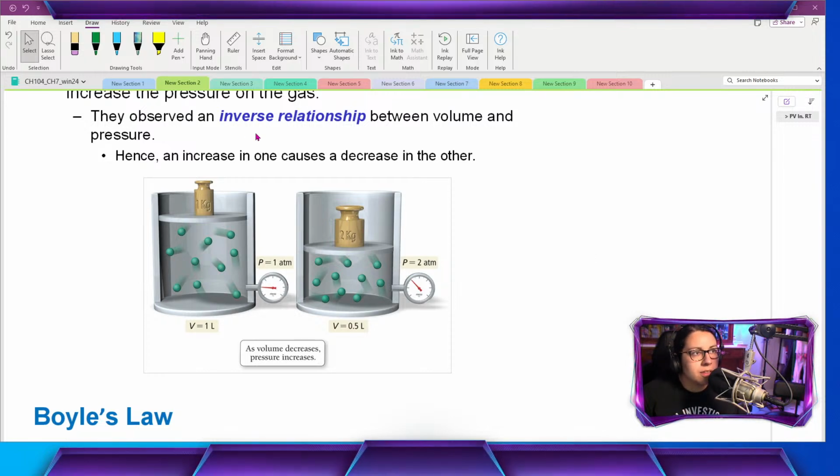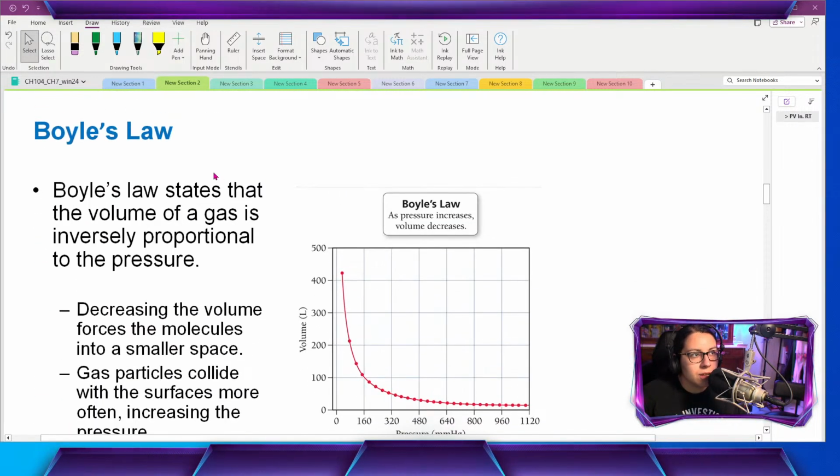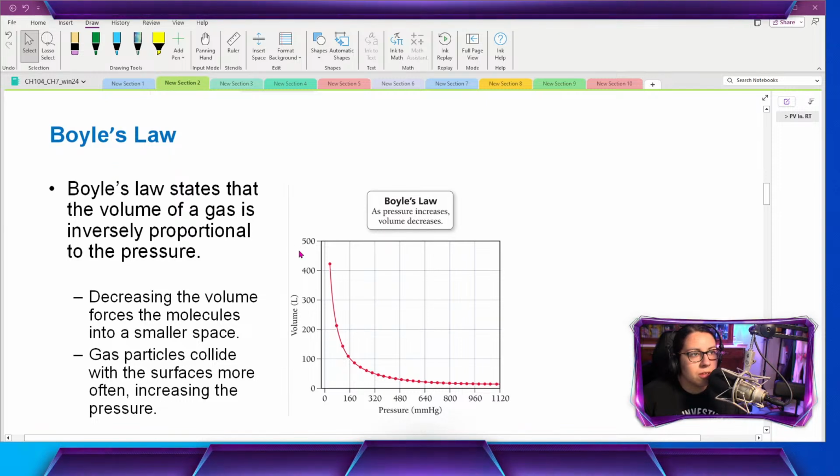And so they said this was an inverse relationship, because if one decreases, the other increases. And so then we end up with Boyle's law. So this is just a graph of pressure versus volume. And of course, it does level out eventually, and we do have physical limitations, right?